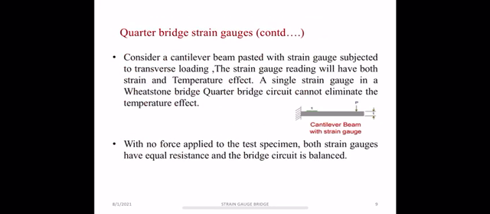Then, consider a cantilever beam pasted with a strain gauge subject to transverse loading. The strain gauge region will have both strain and temperature effect. A single strain gauge in a Wheatstone bridge quarter bridge circuit cannot eliminate the temperature effect. With no force applied to the test specimen, both strain gauges have equal resistance and the bridge circuit is balanced.